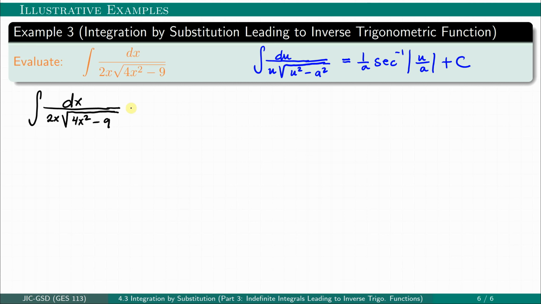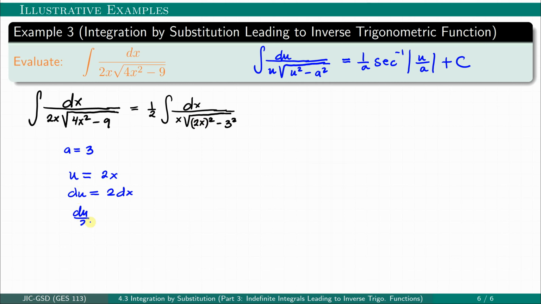Now first, we have to rewrite our integral. We can move the 1/2 outside of the integral, and this will be the integral of dx over x times the square root of 2x raised to the second power minus 3 squared. And in this case, our a is just 3. Our u is just equal to 2x. Taking now the derivative of both sides, we will get du equals 2 dx, or du divided by 2 is equal to dx.